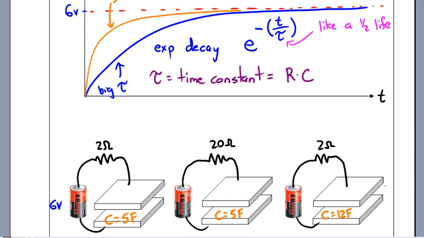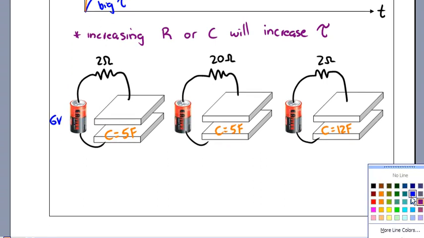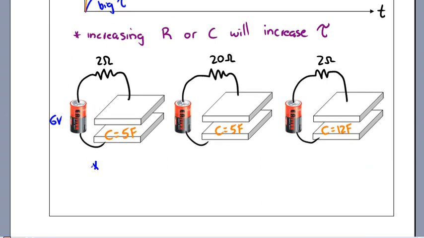Okay, so probably worth a little note in here. Increasing R or C will increase tau, the time it takes to get a little closer to being fully charged. Now, the way the calculus works with those differential equations with that upside down exponential decay is this. Technically, it takes forever to charge. Okay, so I'm going to put that in here. It takes forever to fully charge.